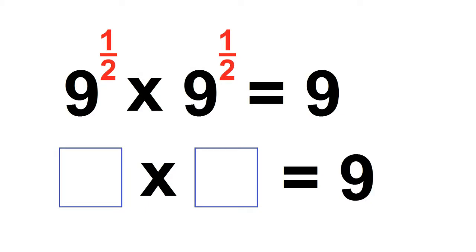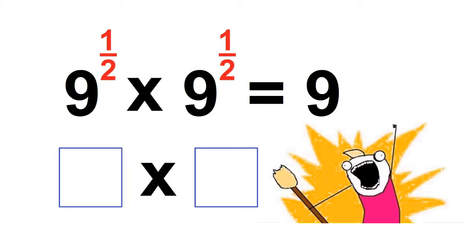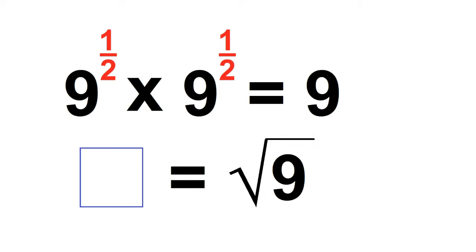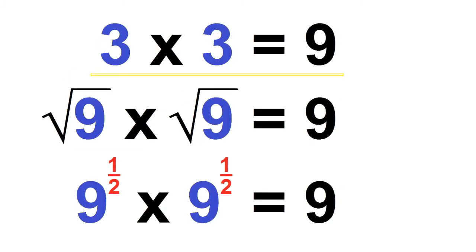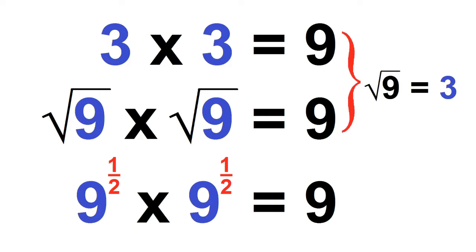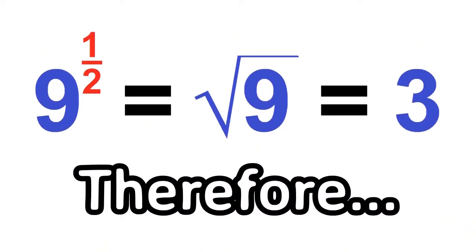2 identical numbers multiplying to make 9? You're right, this is the square root of 9 all over again. 3 times 3 is equal to 9. The square root of 9 is 3. 9 to the power of a half is 3. Now we're on to something.